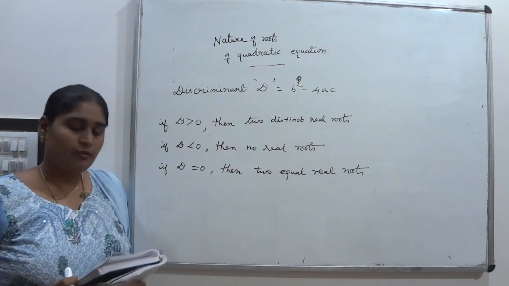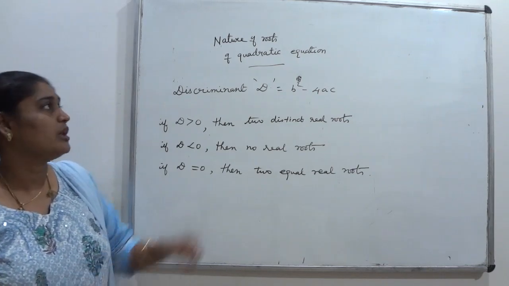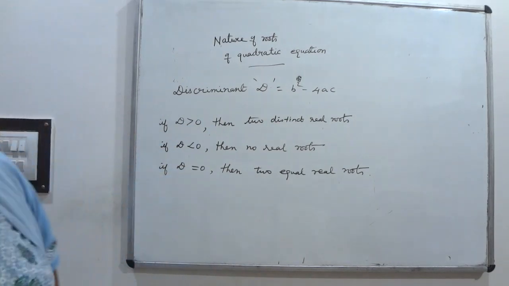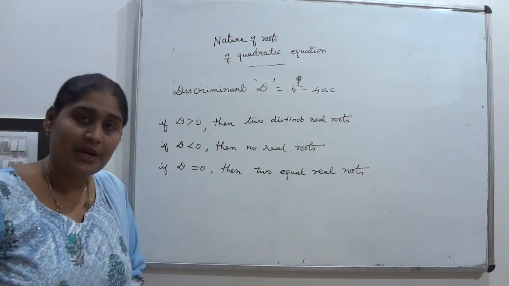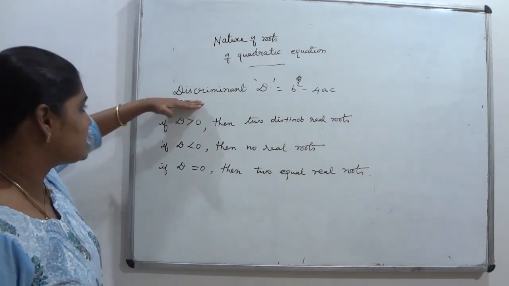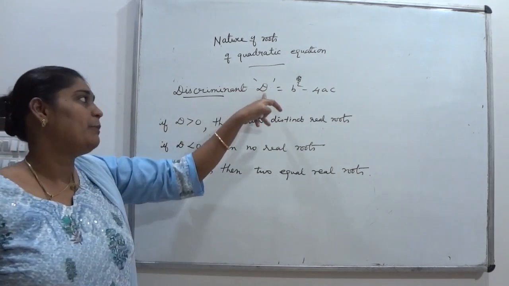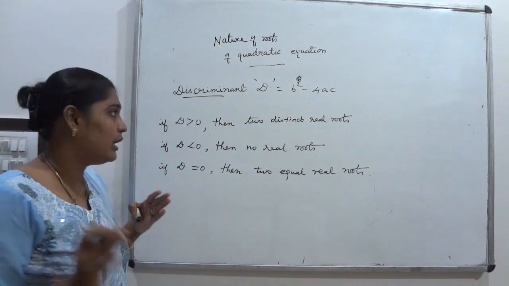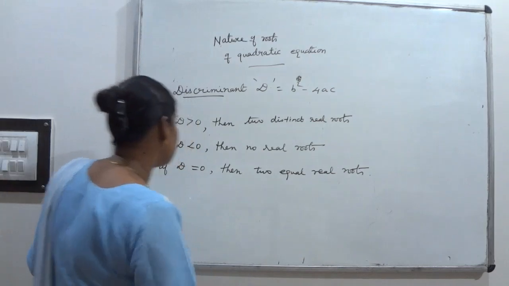Exercise 4.4. Before starting this exercise, we should know about the nature of roots of a quadratic equation. What is the nature of roots? It tells us which kind of roots we are going to get from the quadratic equation. You should know the word discriminant. Discriminant means capital D, which is equal to b square minus 4ac.